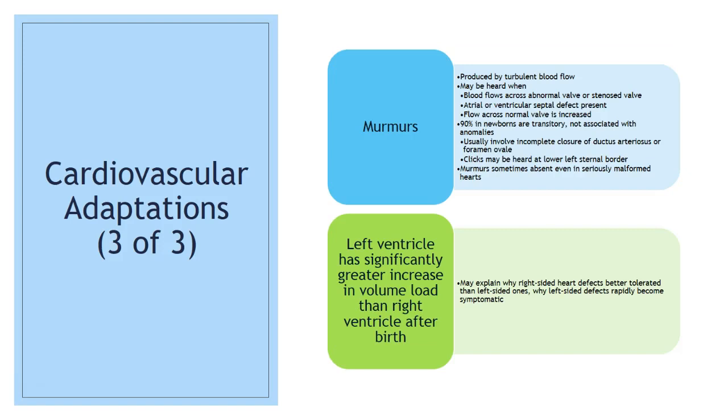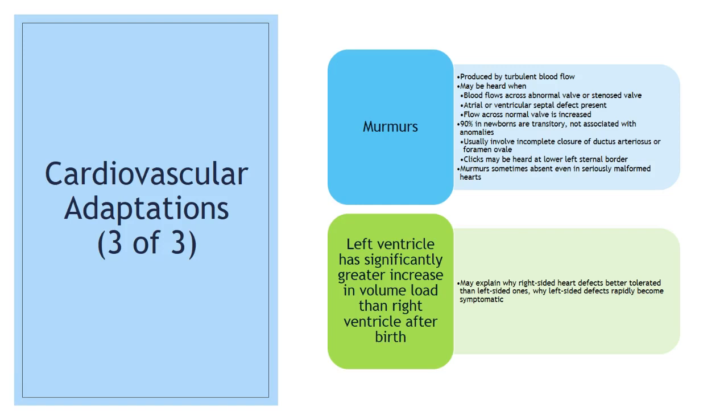Murmurs are something that we hear a lot in newborns. Those are produced by turbulent blood flow through shunts that have not closed completely or abnormal shunts that have formed because of a congenital heart anomaly. Blood flows across an abnormal valve or a stenosed valve. It can be from an atrial or a ventricular standpoint in terms of septal defects. Flow across normal valves will also become increased.